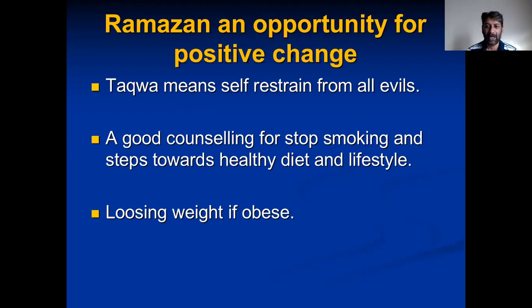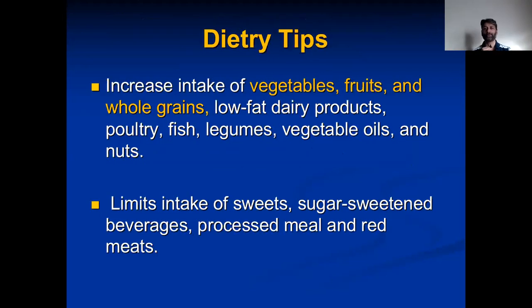And what are the things which we really have to follow? In diet, usually our Ramazan diets are very rich in fat, salt, deep fried things, and sweeteners. So you have to increase vegetables, fruits, whole grains, low fat dairy products, fish, legumes, vegetable oils, and nuts in your diet. Oil should be as little as possible. Take more fiber, fruits and vegetables. Similarly, limit intake of sweets, sugars, sweetened beverages, processed meat, and red meat.